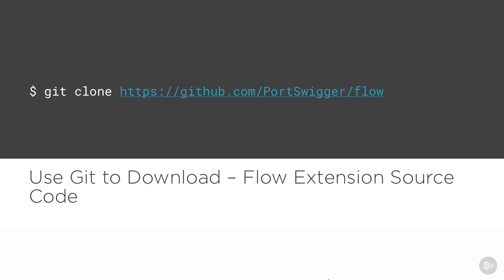The source code for getting the Flow extension is located at the github.com/portswigger/flow location. So I encourage you to go ahead and clone that repository and download it to your local machine so that you can follow along with me as we look through the source code.